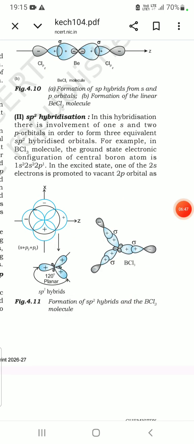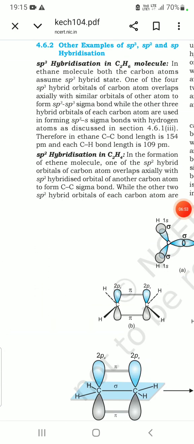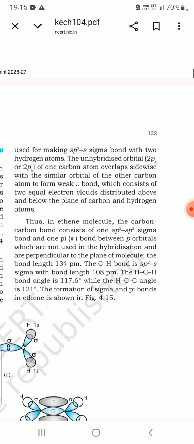In sp2 hybridization it is given that the hybrid orbitals of a carbon atom overlap axially with the sp2 hybrid orbitals of another carbon atom to form the carbon-carbon sigma bond, and the unhybridized orbital overlaps sidewise with the similar orbital of the other carbon atom to form the weaker pi bond.